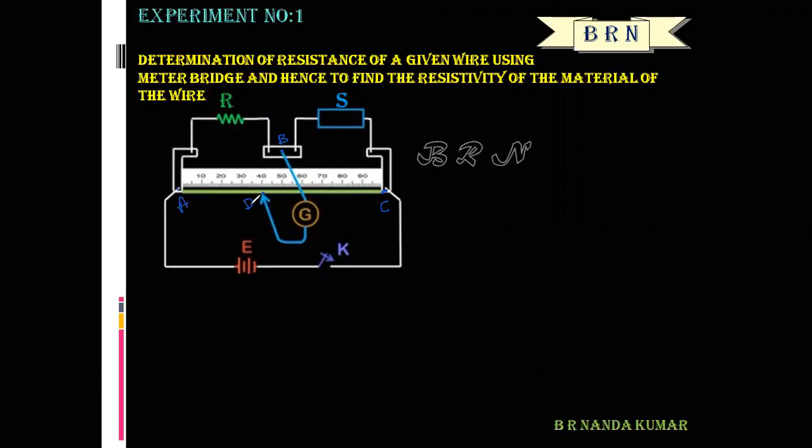The working is very simple. When the jockey is pressed at one end, that is at point A, the galvanometer shows a momentary deflection on one side. After that, the jockey is connected at point C, the other end, the right end of the meter bridge. Again the galvanometer shows a momentary deflection, but in the opposite direction. That is the working.